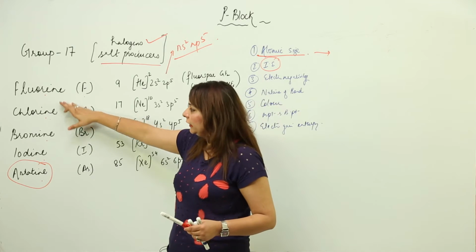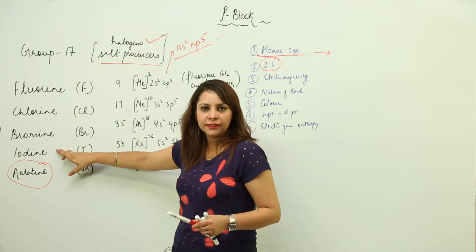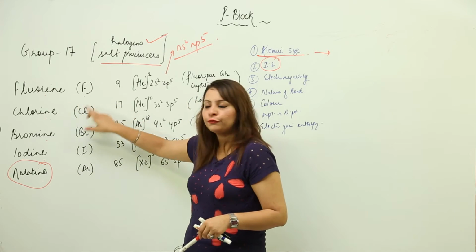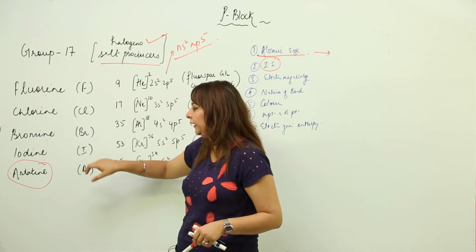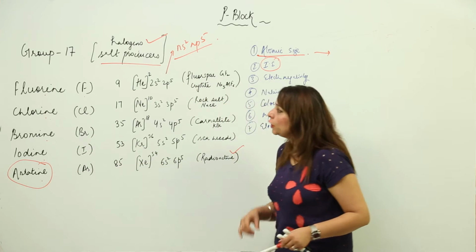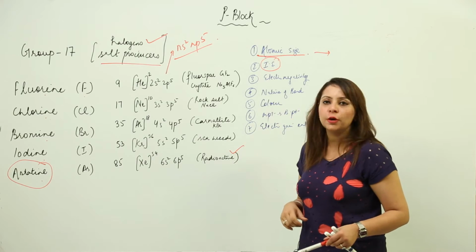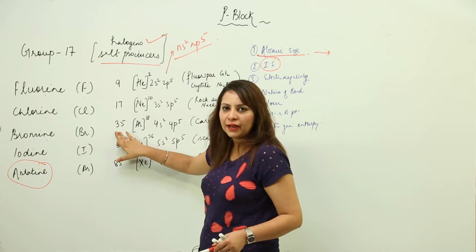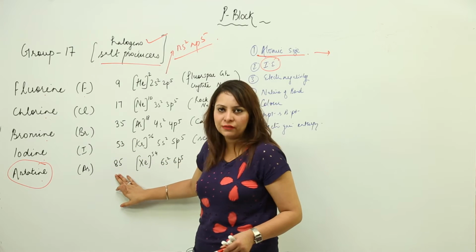It is fluorine, chlorine, bromine, iodine and astatine. As far as the symbols are concerned, fluorine is F, Cl is chlorine, Br is for bromine, I is for iodine and At is for astatine. If we look at their atomic numbers, fluorine is 9, chlorine is 17, bromine is 35, iodine is 53 and 85 is astatine.